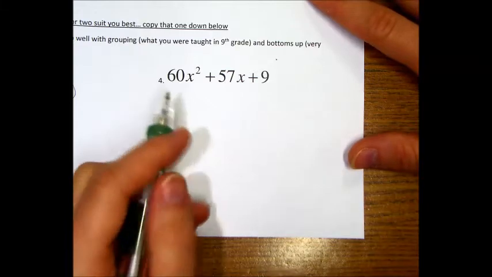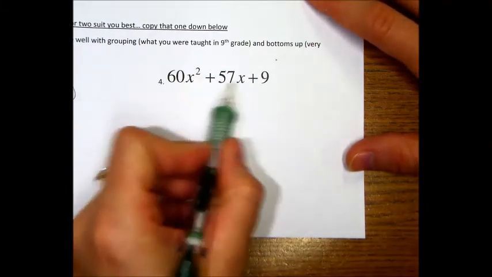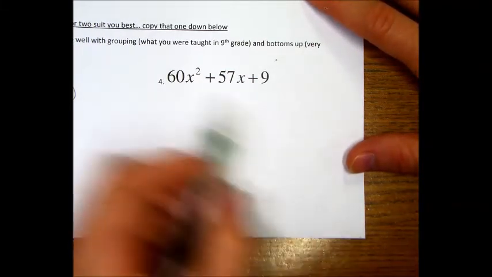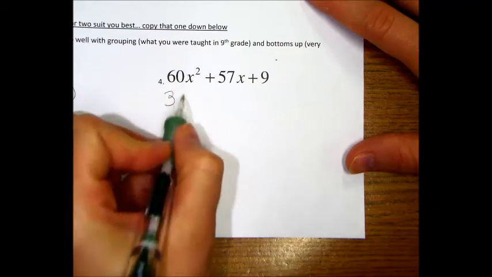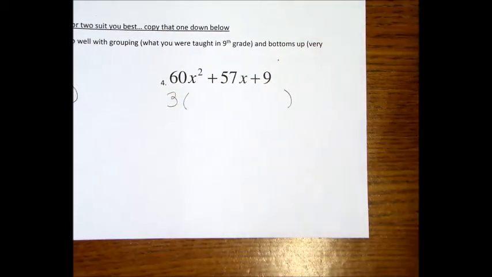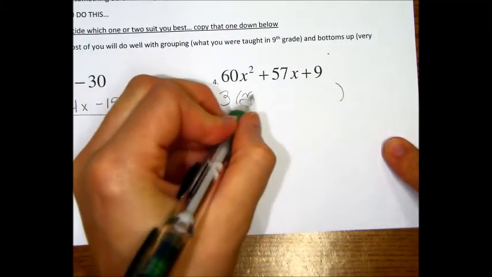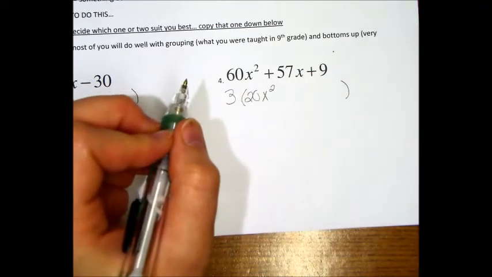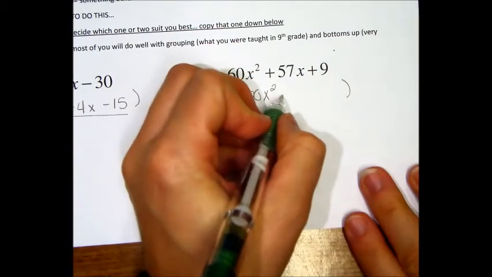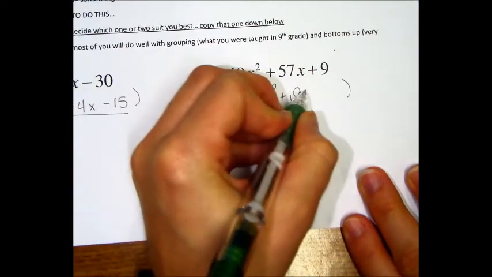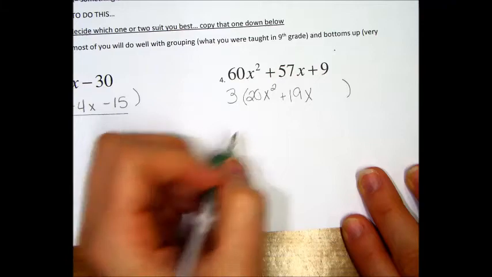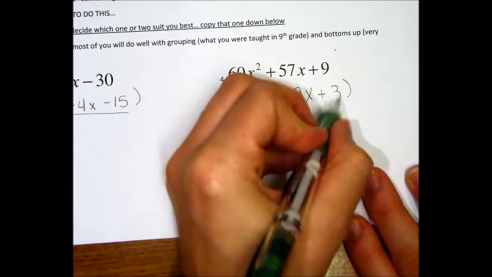Number 4, though, before you move on, you should also notice that in number 4 we have a GCF. In this case, the GCF is a 3, so we need to pull out our 3. 60 divided by 3 is 20x squared. 57 divided by 3 is going to be 19x. And then 9 divided by 3 is a positive 3.